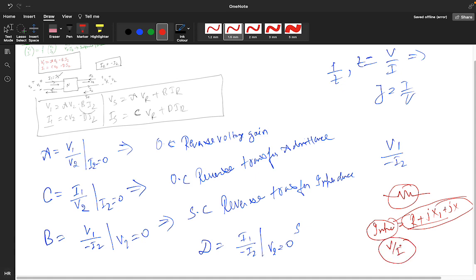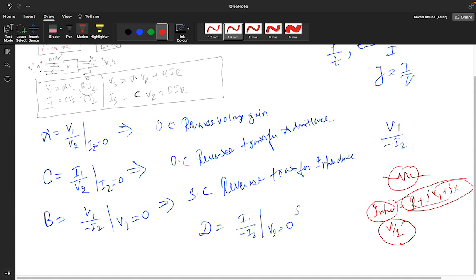Okay. Your R is equal to V by I. In terms of Z we can say it is the same, V by I, but if you consider 1 by Z, it will be I by V, right? So 1 by Z is I by V, and this 1 by Z is nothing but admittance. That's why we are considering it here.